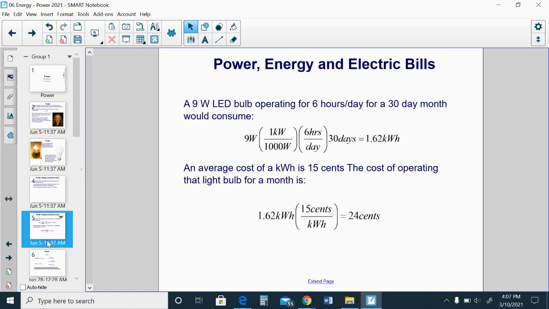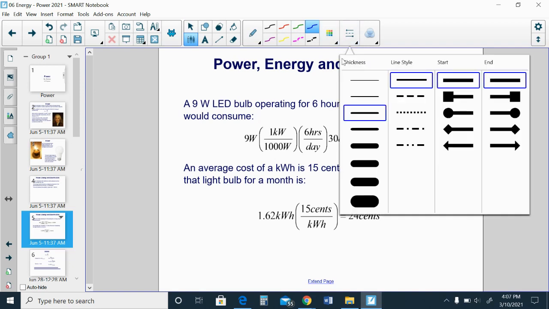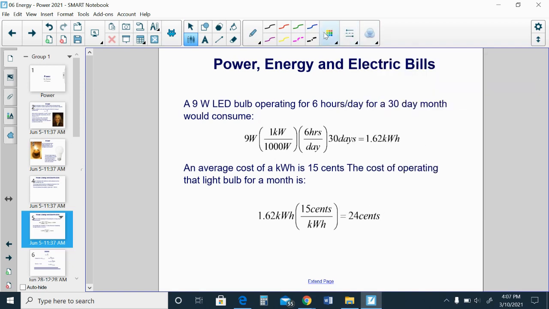As an example, and it's also a good example of unit conversion, let's take a look here. So we have a 9-watt LED bulb, so the much more efficient option, operating for 6 hours a day for a 30-day month. It would consume, let's take a look. So we have our 9 watts. Now we want to convert it to kilowatts.